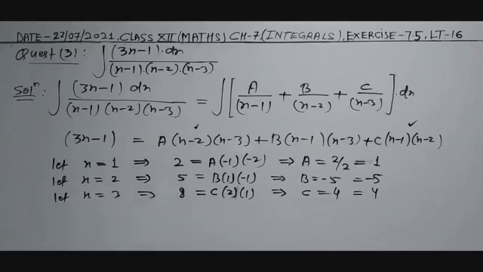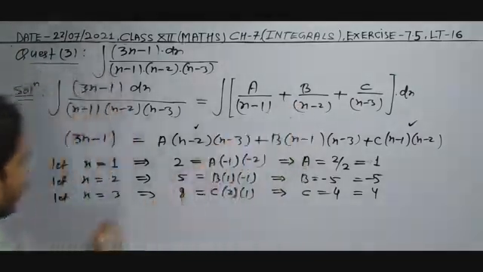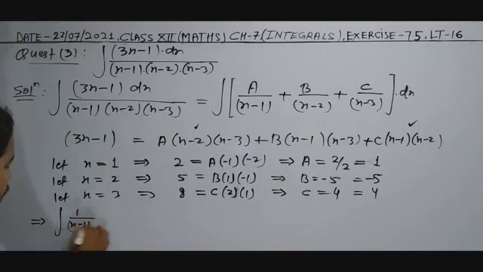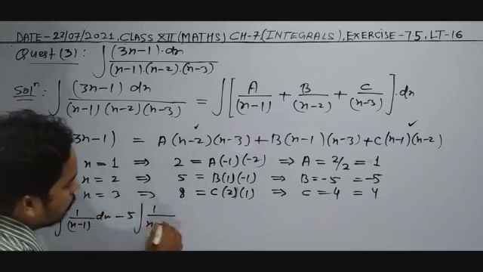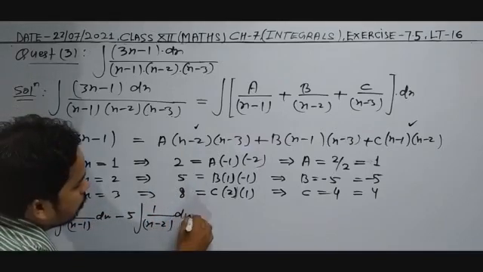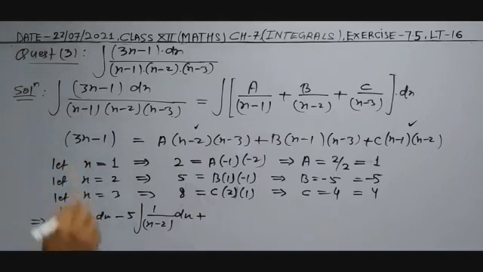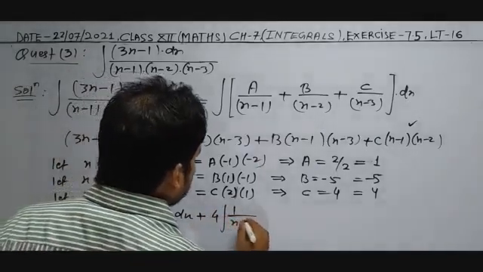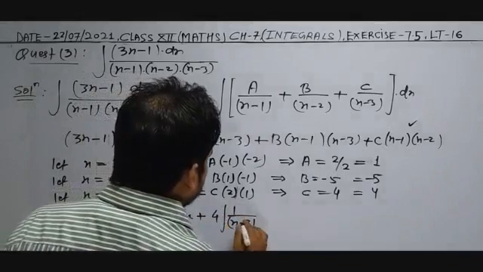Now how can we integrate? You have to put the values of a, b, c in this expression. So the result will be the integration of, at the place of a you put 1, so 1/(x-1) dx, and b is equal to minus 5, so minus 5 times the integration of 1/(x-2) dx, and plus c is equal to 4, so 4 times the integration of 1/(x-3) dx.